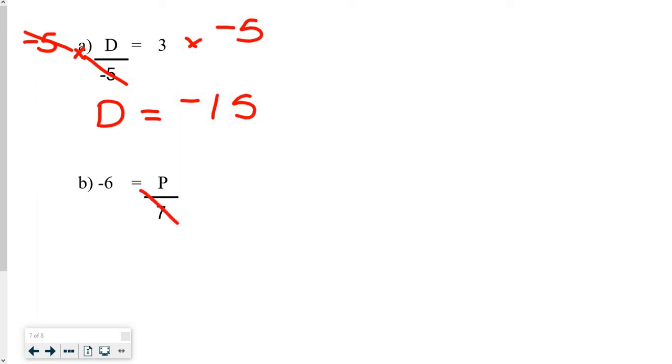When we're dividing by 7, we multiply by 7, which crosses out, which means we multiply by 7 on this side. So P equals 7 times negative 6, which is negative 42.